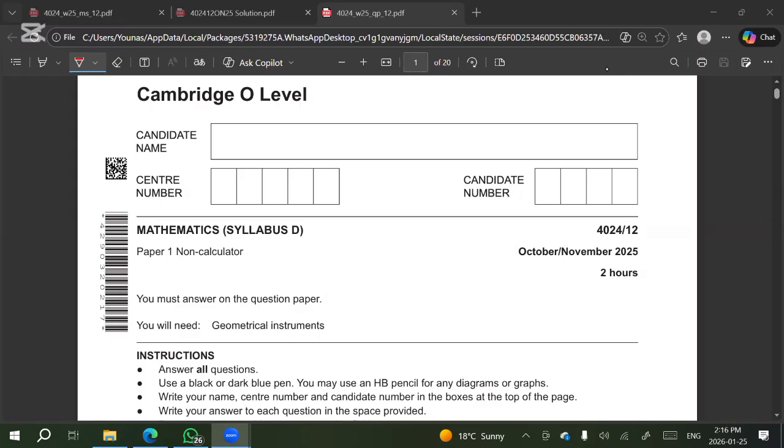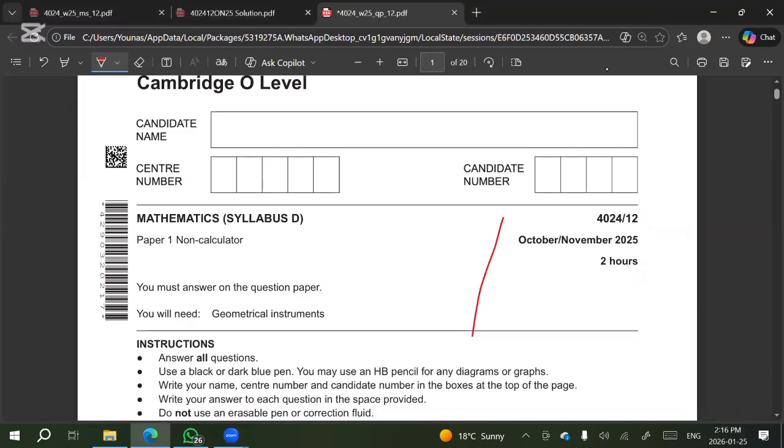Syllabus D. Today we have set our hearts to start a paper one of this subject, and for that purpose, we have selected October-November 2025 1-2 paper. This paper is a non-calculator, and you cannot use a calculator in it. And the time allowed for this paper is 2 hours. The total marks for this paper are 100.